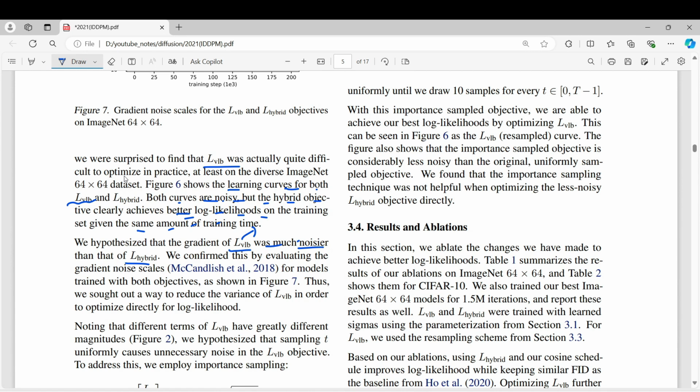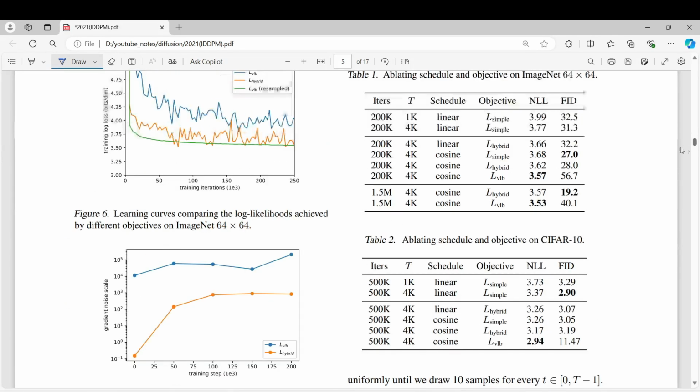And they confirm this by evaluating the gradient noise scale, as given here. You can see the L hybrid has much lesser gradient noise, and this quantity L_vlb has much more. You can see here that this has higher gradient noise than this. So they validated it by this gradient noise scale here, and this is the training steps.